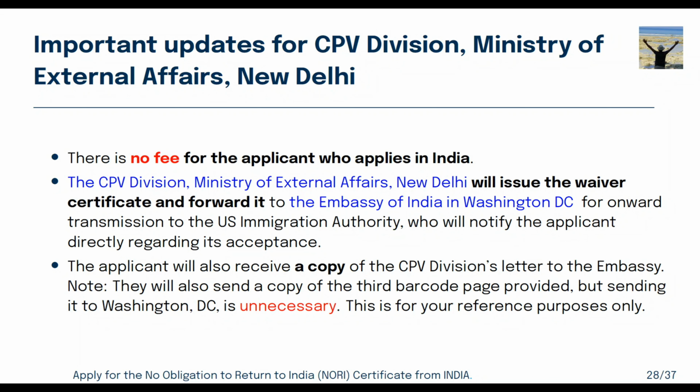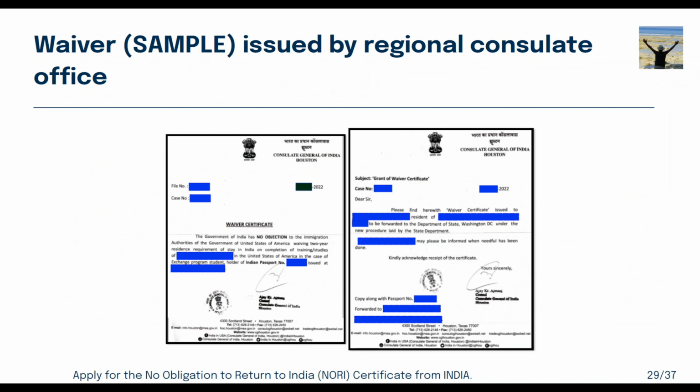That means the Ministry of External Affairs will send your waiver certificate to the Embassy of India in Washington DC, and then the Indian Embassy in Washington DC will forward that document to the US Department of State, right? They will also send one copy to you at your address, so don't get confused by that, it is only for your record. Okay, you got your waiver certificate from the Ministry of External Affairs, and now the US Department of State will process your application. So you will get this waiver certificate, and they will send this recommendation to you as well.